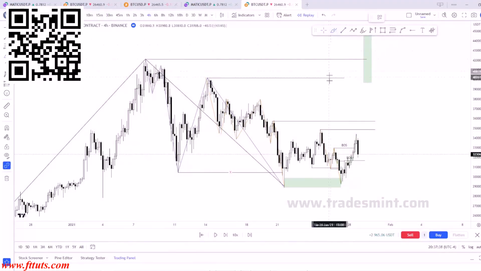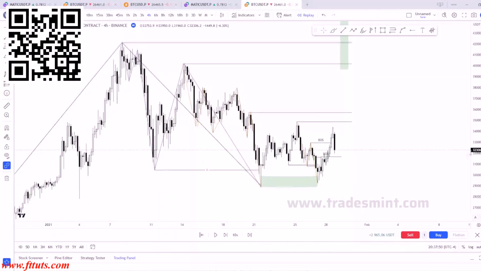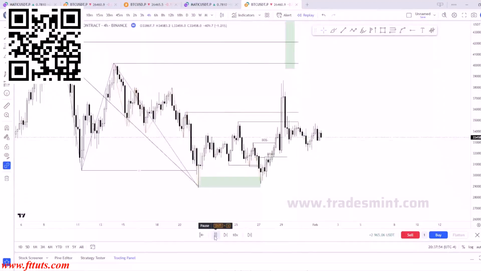And you can actually use these levels for areas to take profit, areas to watch as possible resistance. So I hope that makes sense, y'all. But in this case here, the end result was quite interesting. Let's see how it played out.